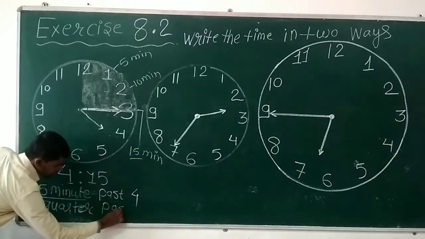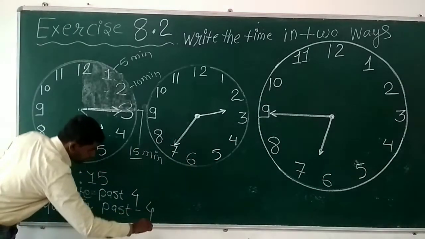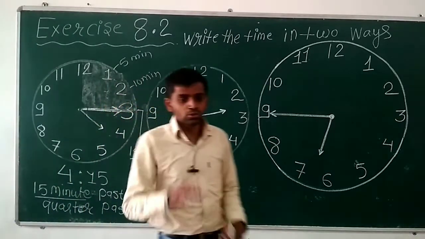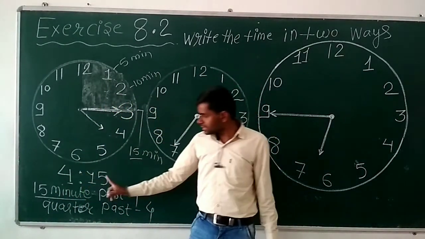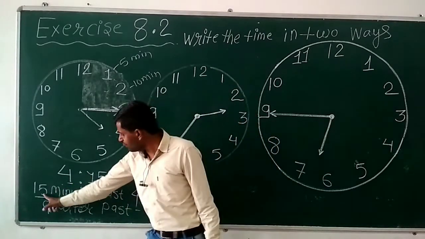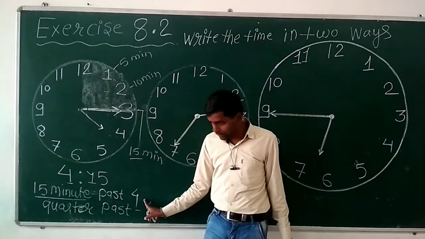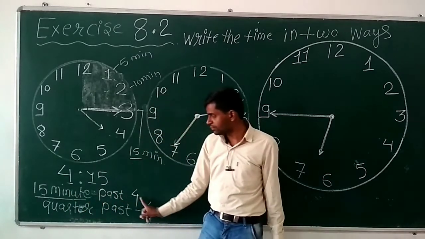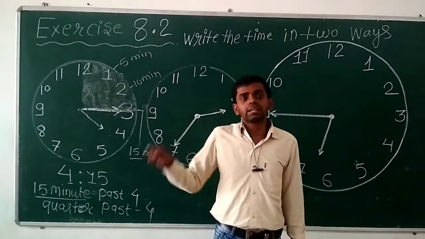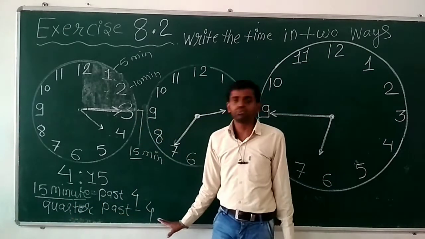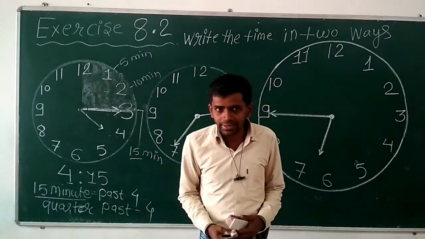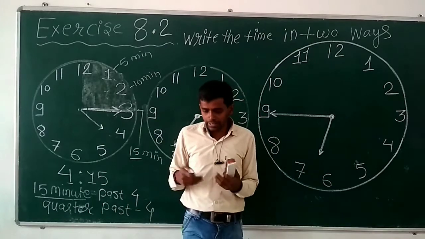Quarter past 4. Quarter past 4. So exactly there is not two ways, there are three ways to write 4 hours, 15 minutes, 15 minutes past 4. If you want to write in minutes, you can write 15 minutes past 4. But there is another way, which is a special way to write, that is a quarter past 4. So in this way, you can write the time in the clock.